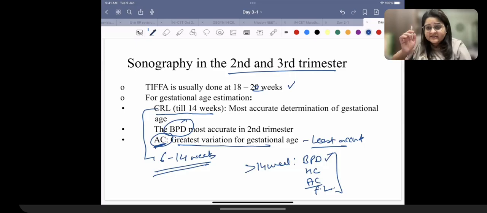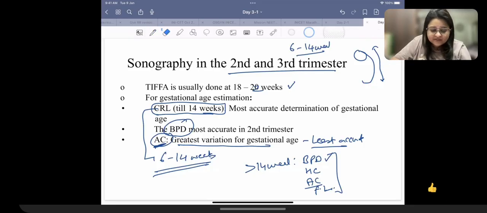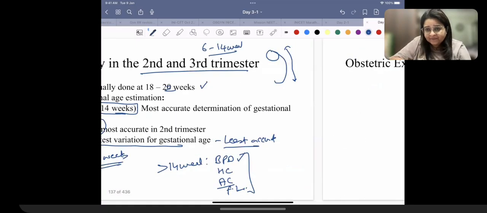Yes, Karan, CRL is the most accurate, but we take CRL only up to 14 weeks. When the baby is more than 14 weeks, crown rump length is not possible to measure. The baby becomes so big. It is a measurement which is only taken between 6 to 14 weeks. It is not taken beyond 14 weeks. So if you want a good gestational age accuracy, the patient should have a first trimester scan.